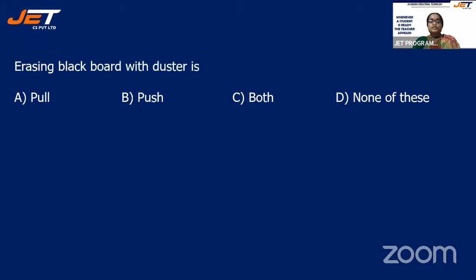Erasing blackboard with duster is. Is it called pull or push? Let us see the answer. It is both. That is pull and push. We rub like this, right? So you're pulling and pushing. So it is pull and push.